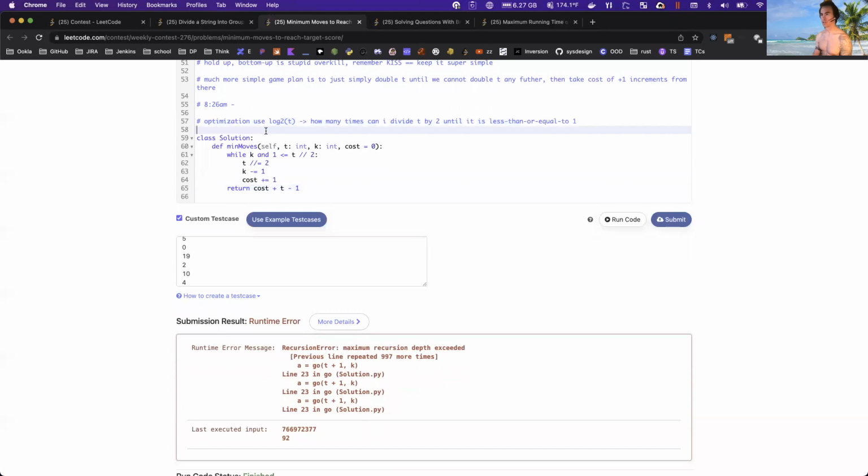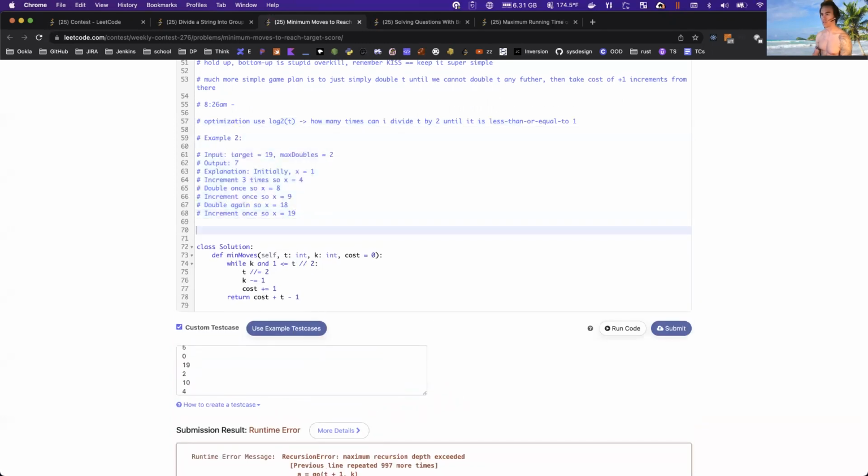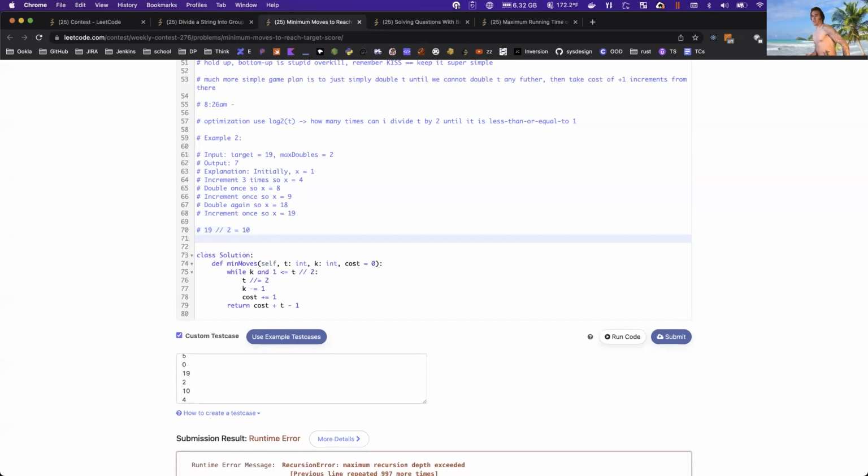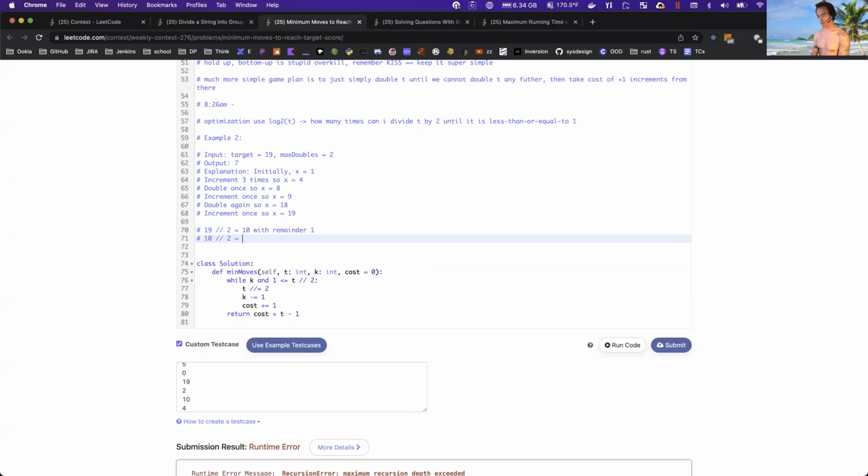So let's see what's going on here. Okay, so we can divide 19 twice, right? So 19 divided by 2 is equal to 10, right? Okay, so that doesn't work because of integer division. I guess I'll have to check the remainder too as part of the cost, maybe? 10 with remainder 1.